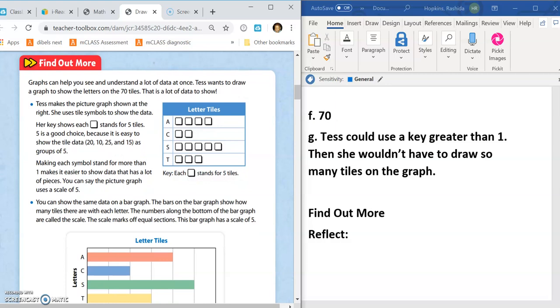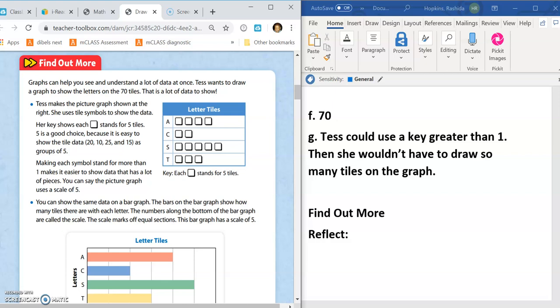Graphs can help you see and understand a lot of data at once. Tess wants to draw a graph to show the letters on the 70 tiles. That is a lot of data to show. So Tess makes the picture graph shown at the right. She uses tile symbols to show the data. Her key shows each square stands for 5 tiles.